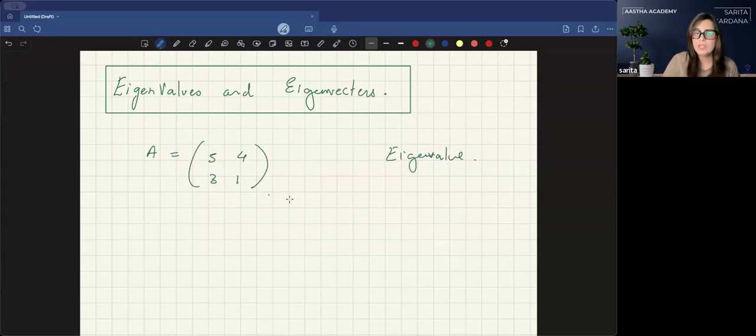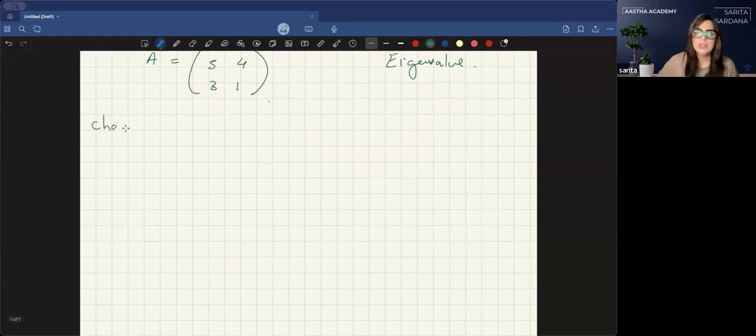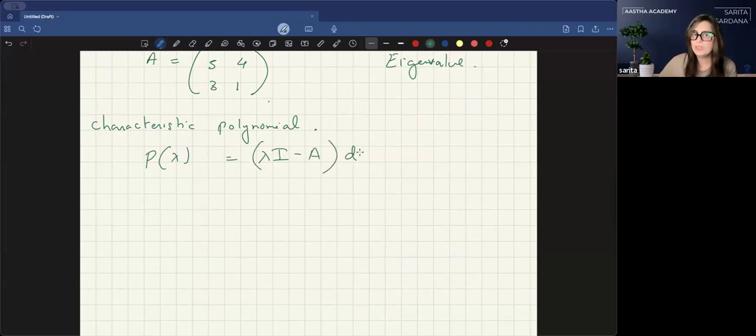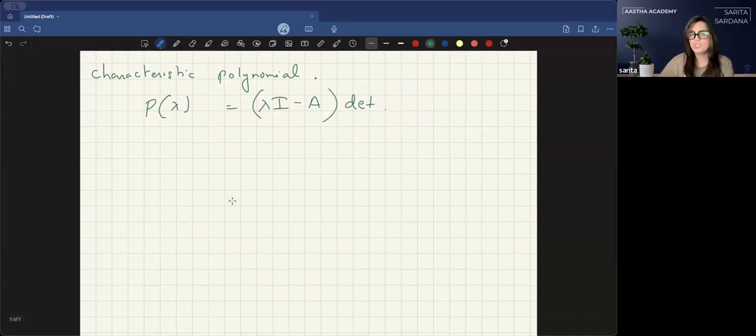Before we move forward to find the lambda value, we need to find the characteristic polynomial. Okay, so what is the characteristic polynomial? Basically, it's lambda times the identity matrix minus A, and for the whole matrix you get after that, we need to find the determinant. Let's just proceed one by one and we'll understand how to proceed further.